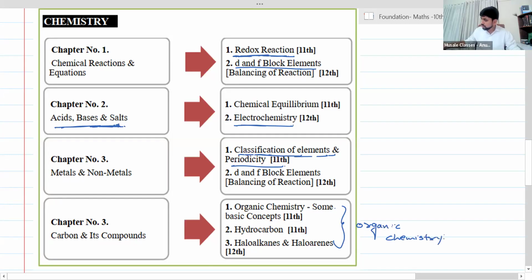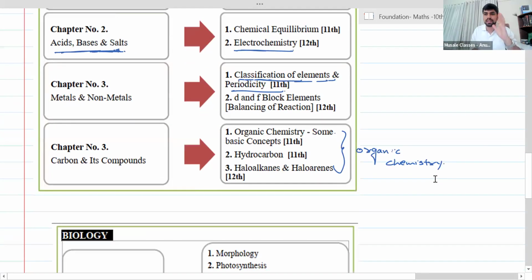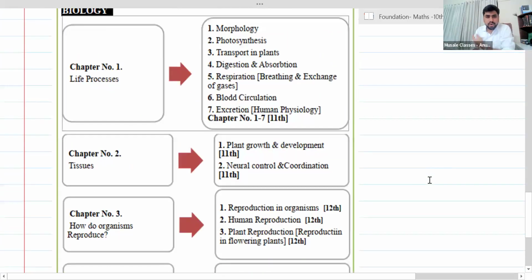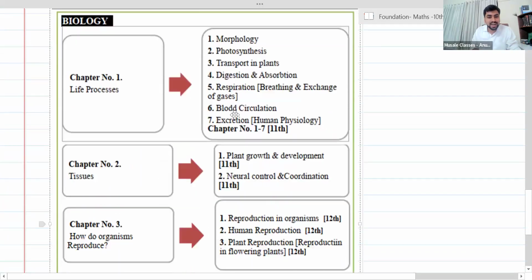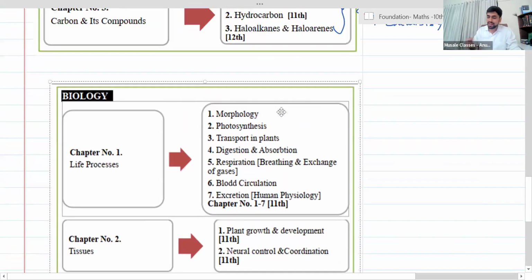So organic chemistry is like 50% of the chemistry that we are studying in 11th and 12th standard, and all that is based on that one single chapter. Going ahead, children, I'm not a teacher of biology, but I know this: life processes. Based on this, in 11th standard there are 7 chapters.